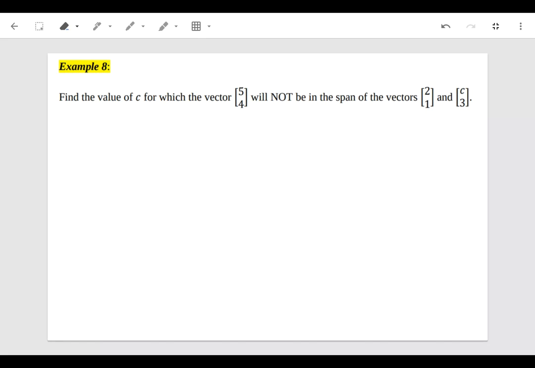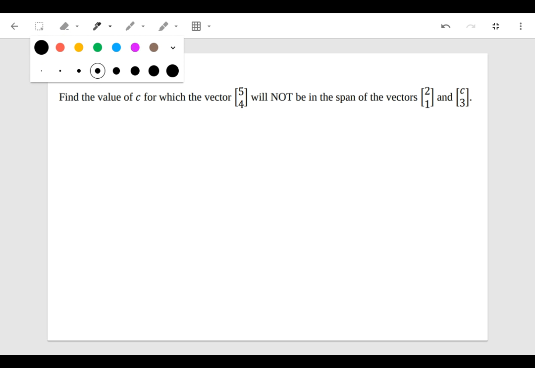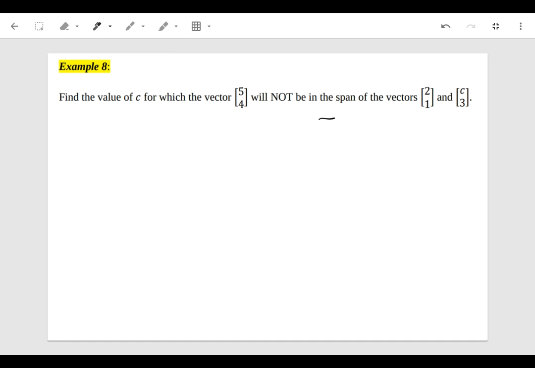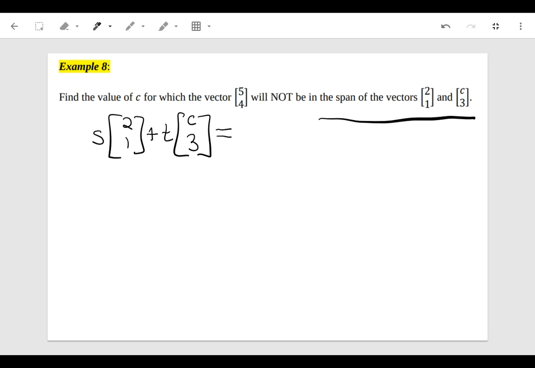In this example, we're asked to find the value of C for which the vector 5, 4 is not in the span of these two vectors here. Okay, so if it's not in the span, that means that there are not numbers, let's say S times the first vector, plus, let's say, T times the second vector, such that this linear combination is equal to 5, 4.